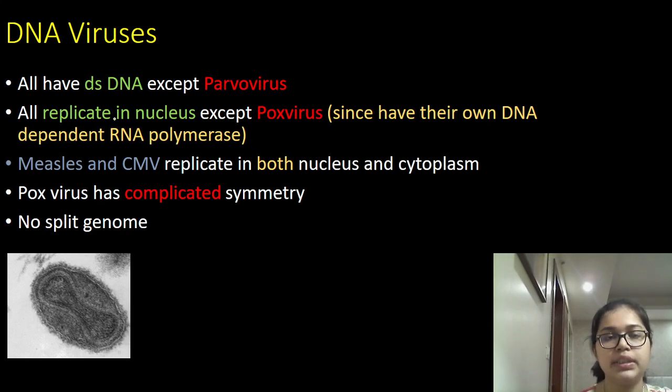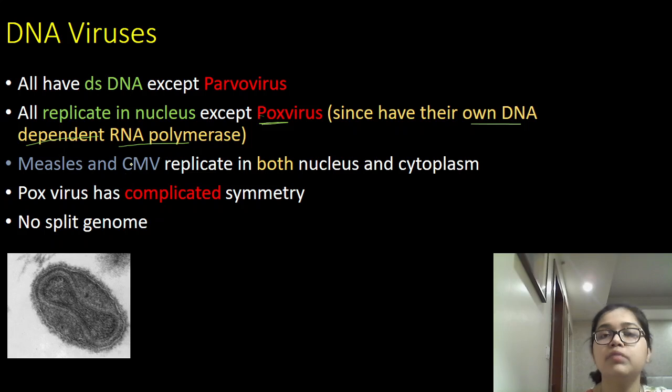DNA viruses. All DNA viruses have double-stranded DNA except for parvovirus. It's the smallest pathogenic virus, so too small to even have two strands of DNA. And all of them replicate in the nucleus except the pox virus. The pox virus is the largest one. It's too big to even replicate inside the nucleus. It has to come out. But the real reason is that it has its own DNA-dependent RNA polymerase, which is why it does not need the host's DNA-dependent RNA polymerase, so it can replicate in the cytoplasm.